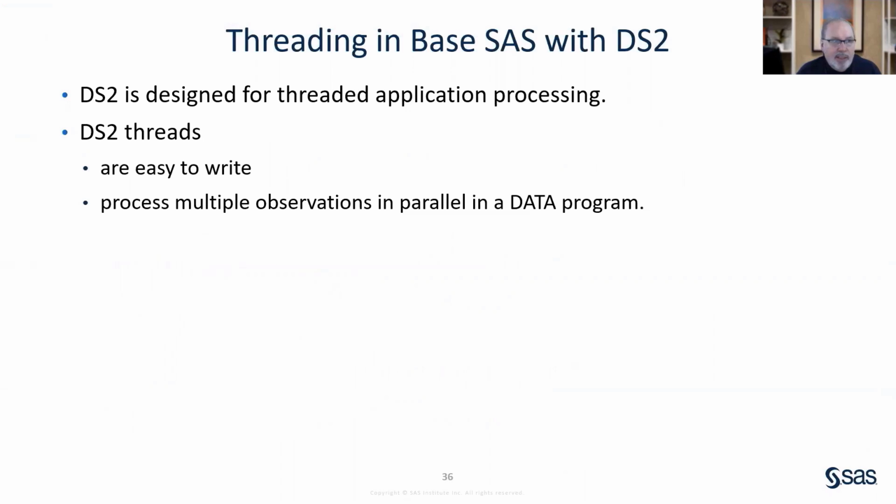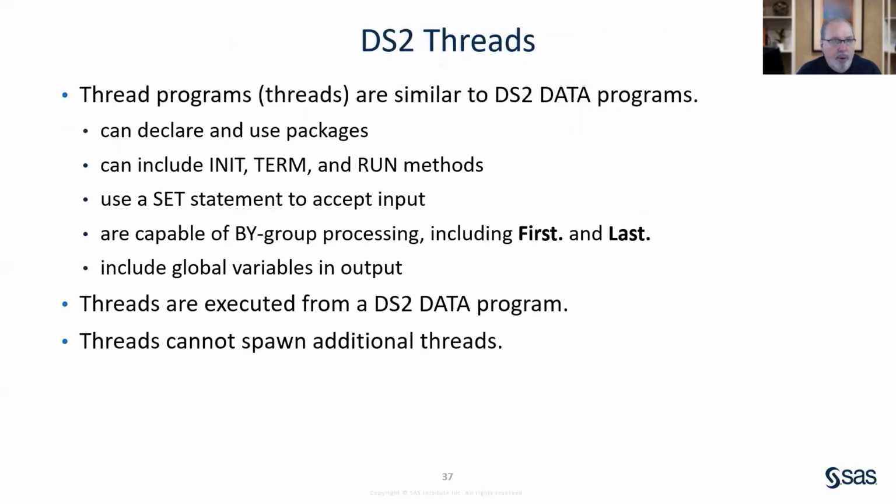Writing DS2 threads is easy, and when you use DS2 threads, you can process multiple rows in parallel from a data program. Thread programs are a lot like DS2 data programs. They can declare and use packages. They have to have the init, term, and run methods in them. They can use a set statement to read input. They're capable of BY group processing, including FIRST. and LAST., and any global variables declared in a thread will be in the program data vector of the data program that utilizes the thread.